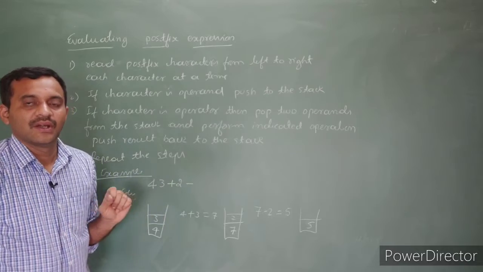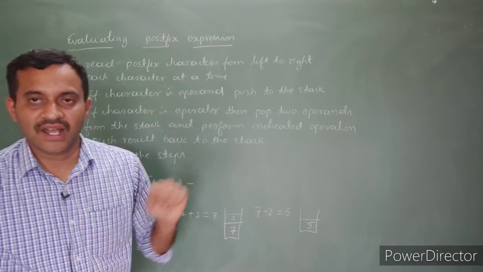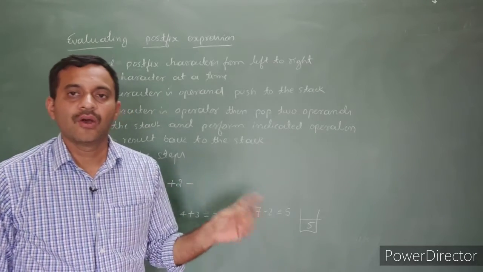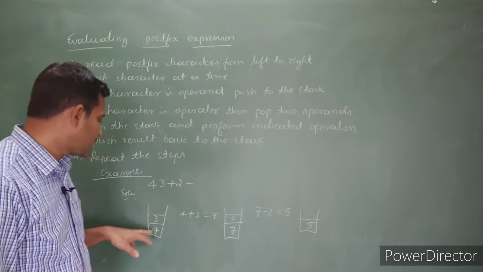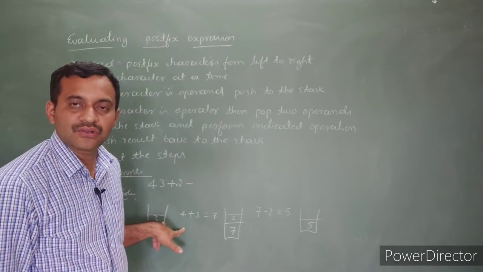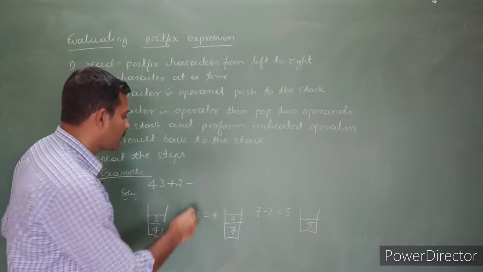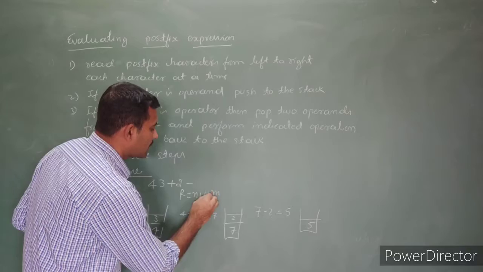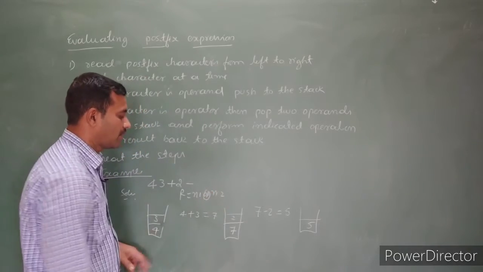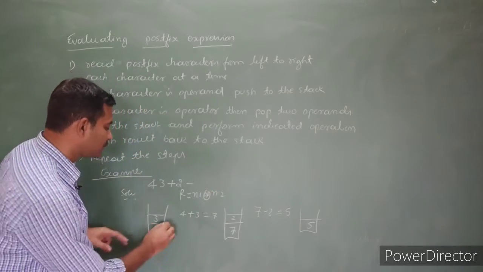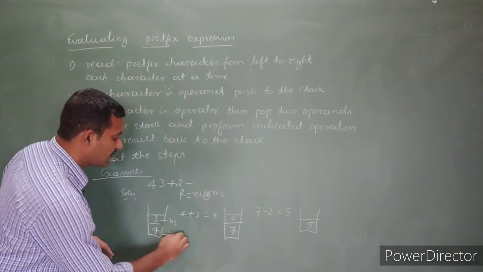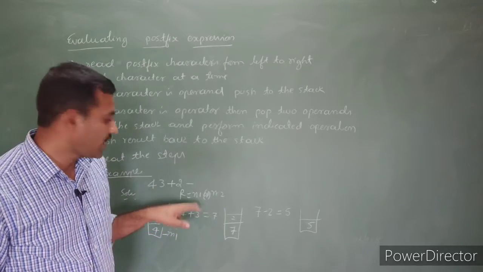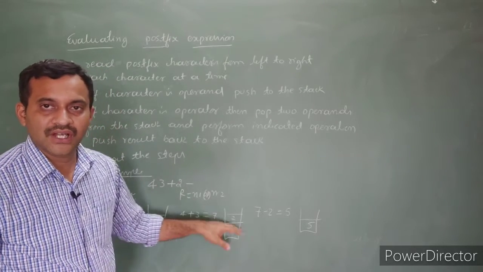Carefully see the steps. We have to read each character from left to right. If it is an operand, push it to the stack. If it is an operator, pop two operands from the stack. The first operand is n2, the next one is n1. We have to perform result equals n1 operator n2. Which one is n2? This is n2. This one is n1. n1 operator n2 returns the result. Again, this result is pushed back to the stack.